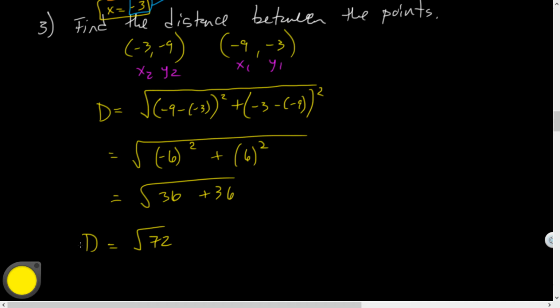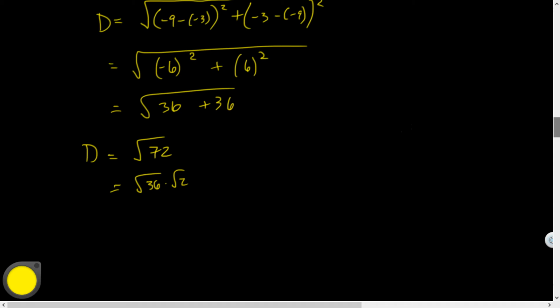72, what is the largest perfect square that goes into 72? Looks like 4. And no, 36. Classic, 36. I could have reduced this radical into 36 times 2. You guys remember how to reduce radicals? Square root of 36 is 6. So 6 rad 2 is the exact distance.